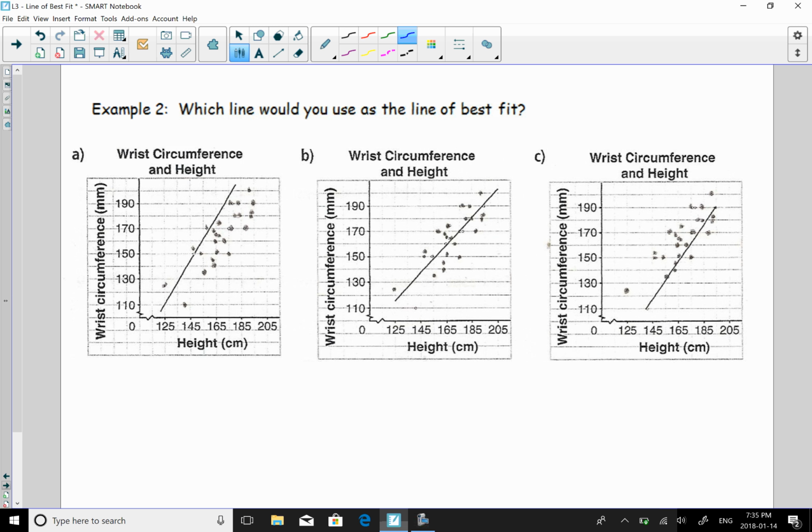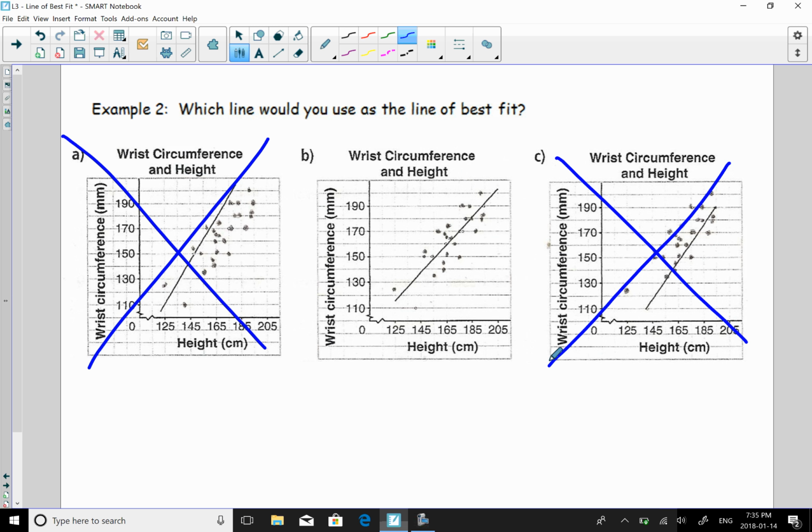So example 2, which line would you use as a line of best fit? In the first one, you can see that it's a little too high. There's not enough points above and below, so this one I would not recommend. This one looks pretty good. It goes through some points. It looks like there's approximately the same amount above and below. And this one, obviously, is too low. So this one is the best.